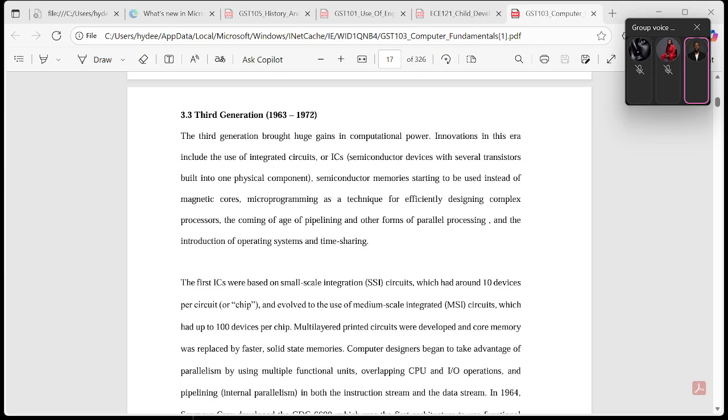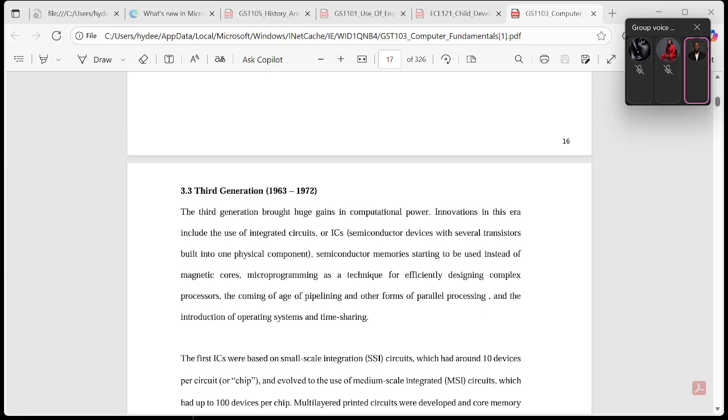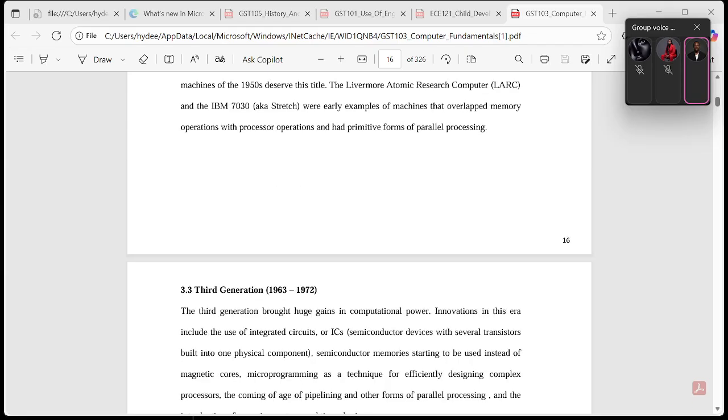Now, the core technology that was made in the third generation was ICs. In the second generation, they were learning how to use diodes and magnetic cores. Now in the third generation, the main ICs came out. ICs are integrated circuits.